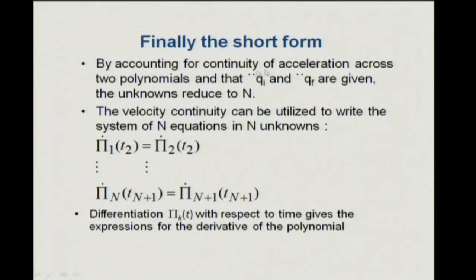Then you write the continuity of acceleration equation, that will reduce it, so half the variables are gone. Then you use q dot initial and q dot final, which are given, and the unknowns will reduce to n. So finally you get n equations in n unknowns, which are just the continuity equations in this form.